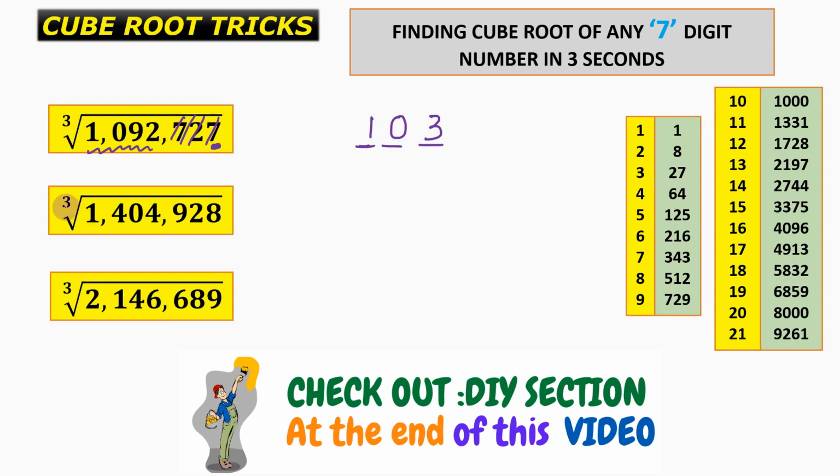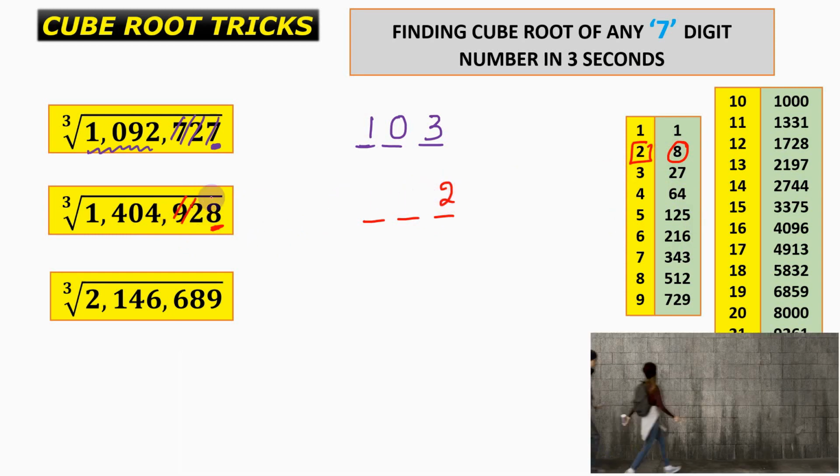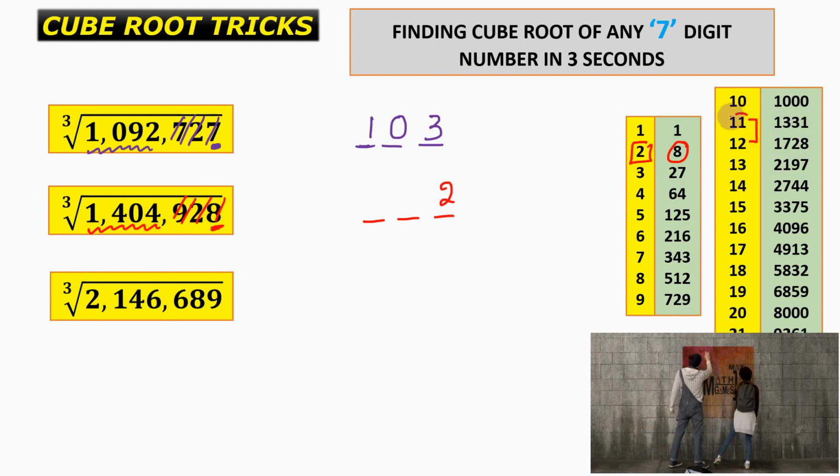Now for the next question we have the cube root of the number 1404928. Again the first step will be analyzing the unit place. The unit place 8 occurs when we have a 2 in the unit place of the number. So we write a 2 over here, and then discarding these 3 digits we get 1404, and 1404 lies between the cube of 11 and the cube of 12. So picking the smaller number we get 11, and hence our answer will be 112.